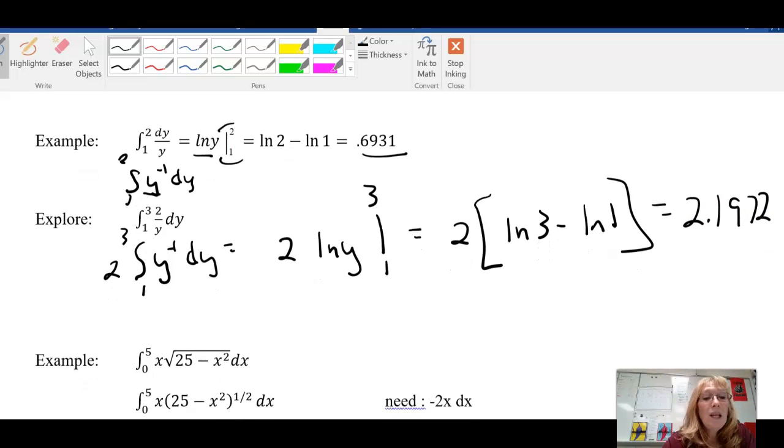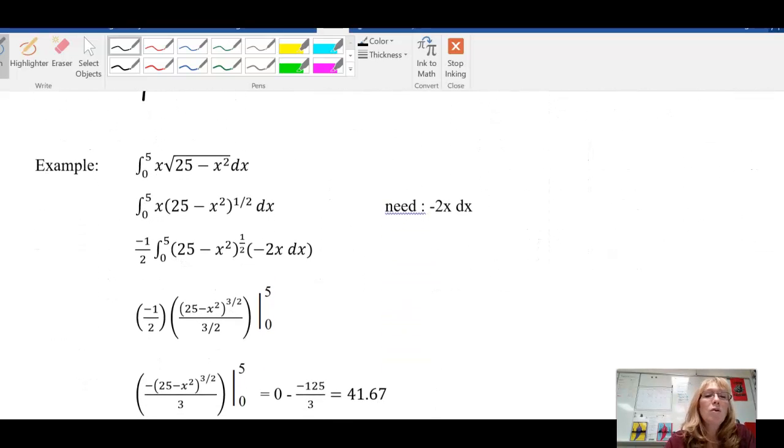Alright, let's do a little bit more fun. These here are more interesting. Now we have two things times each other. So remember that product rule and our chain rule? All of that comes into play.